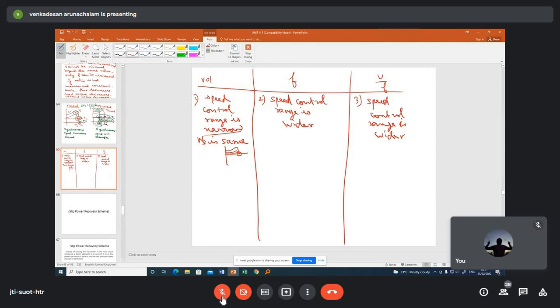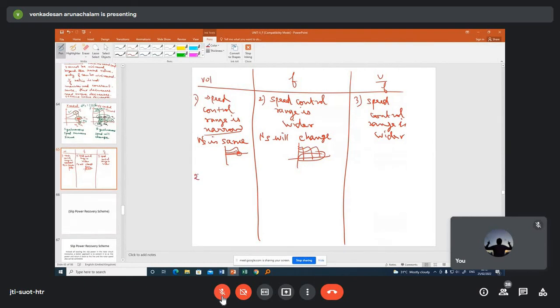But when you vary the frequency, synchronous speed will change, and you will get the graph like this. Since the synchronous speed is changing, the speed control range is wider. Here also the same applies with respect to frequency control. That is why your region is narrow in voltage control method and wider in frequency control and V by F control method.